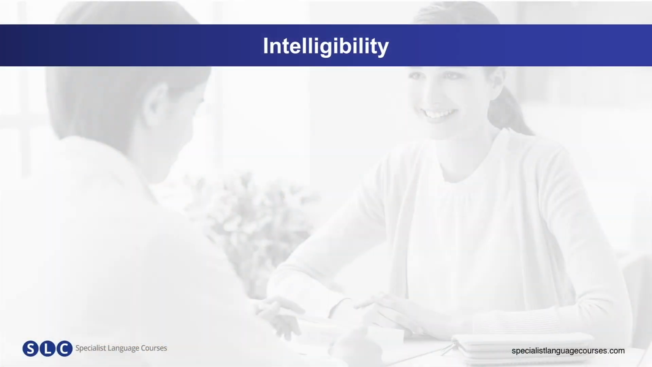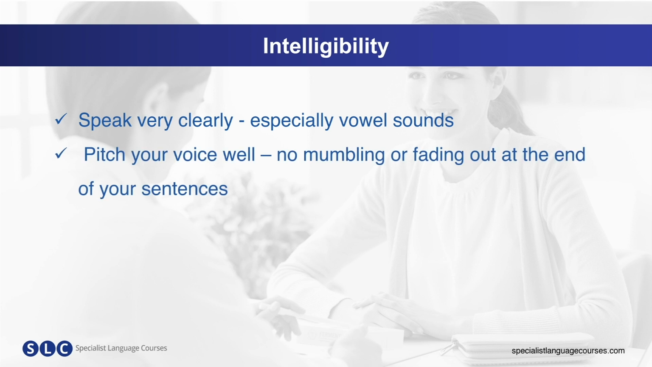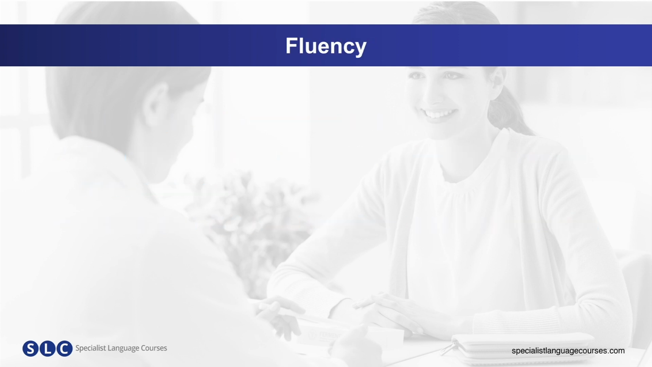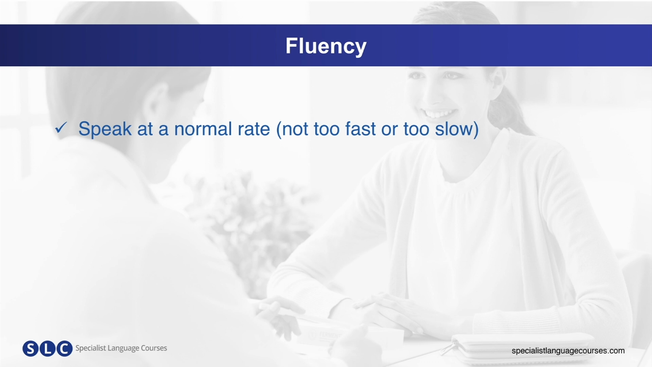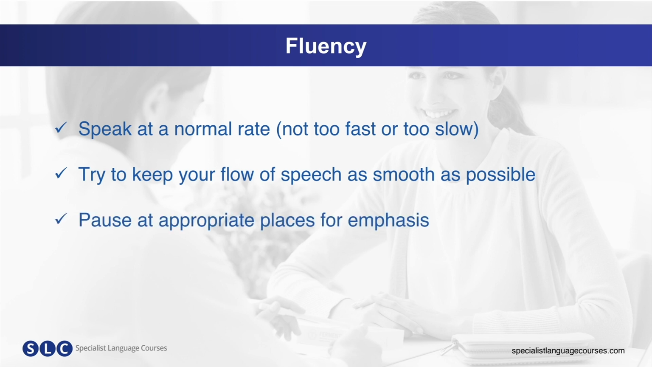So how do you perform well so that you get high marks for the linguistic criteria? Let's take each one of them again in turn and have a look at how we can do this. For intelligibility, you need to speak very clearly, especially vowel sounds. Pitch your voice well. No mumbling, so talking into your mouth, or fading out at the end of your sentences. So don't fade out at the end of your sentences. And focus on your rhythm and word stress to emphasize meaning. And for fluency, you should try and speak at a normal rate, not too fast or too slow. Try and keep your flow of speech as smooth as possible and pause at appropriate places for emphasis.